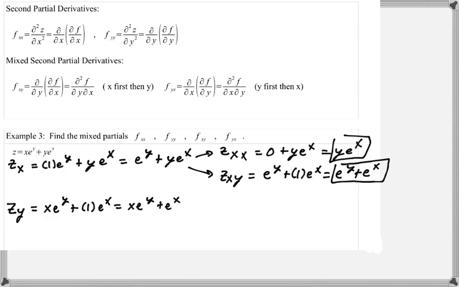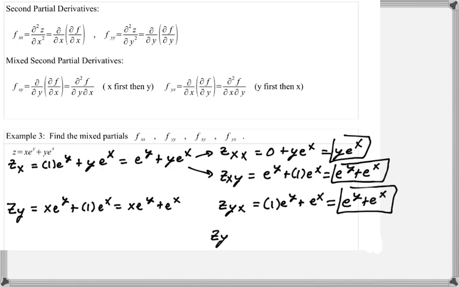And now we're going to do our second partials. So the mixed partial, z and then yx, so partial with respect to y first, then with respect to x. And so that's going to be 1 e to the y plus e to the x, which is equal to e to the y plus e to the x. And then we'll do our second partial with respect to y, which is going to be x e to the y, and then derivative of the e to the x with respect to y will be 0. And so that'll give us x e to the y.